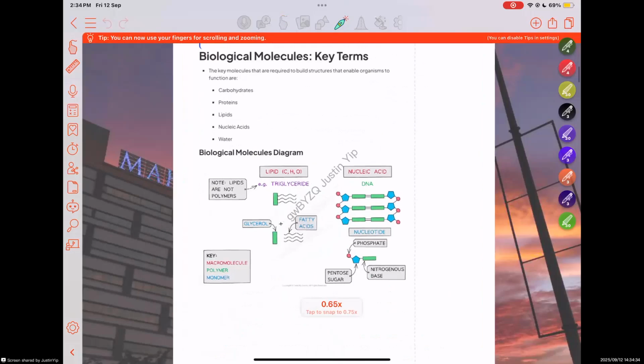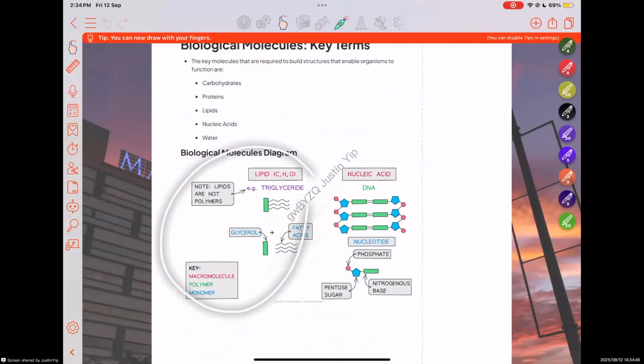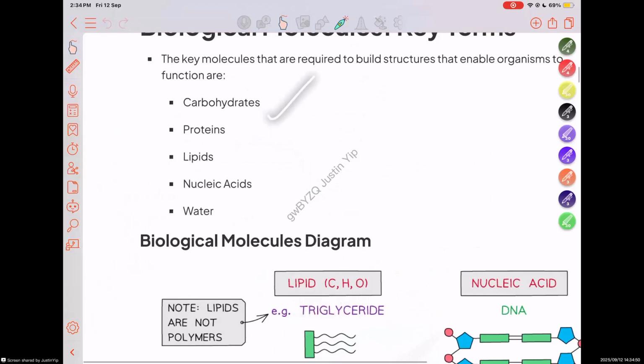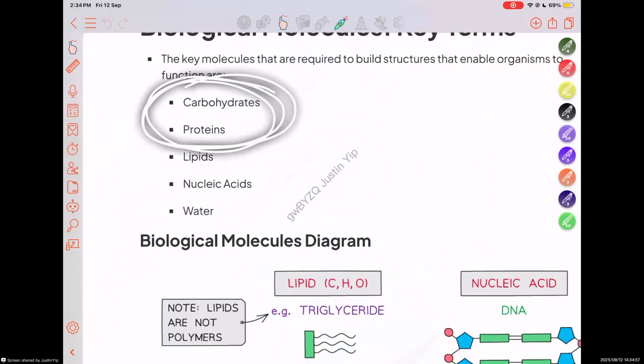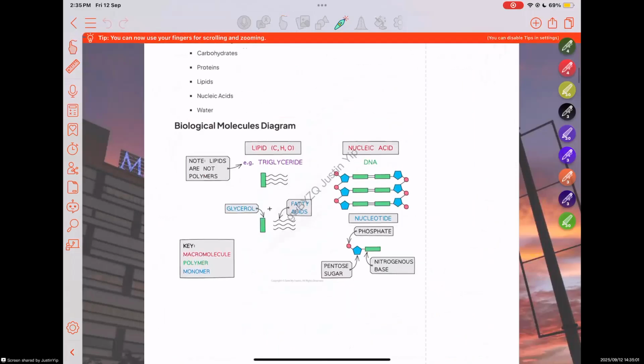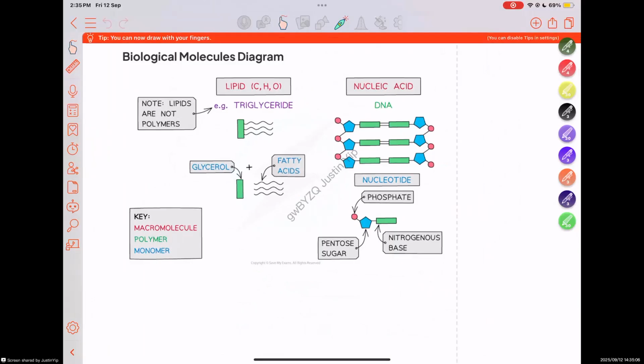Let us continue with the biological molecule key terms. What are the key terms here? We need to learn the functions of carbohydrate, protein, lipid, nucleic acid, and water. I hope today we can settle these two, and then we will continue with the other one. This part gives a brief introduction about what you are learning.